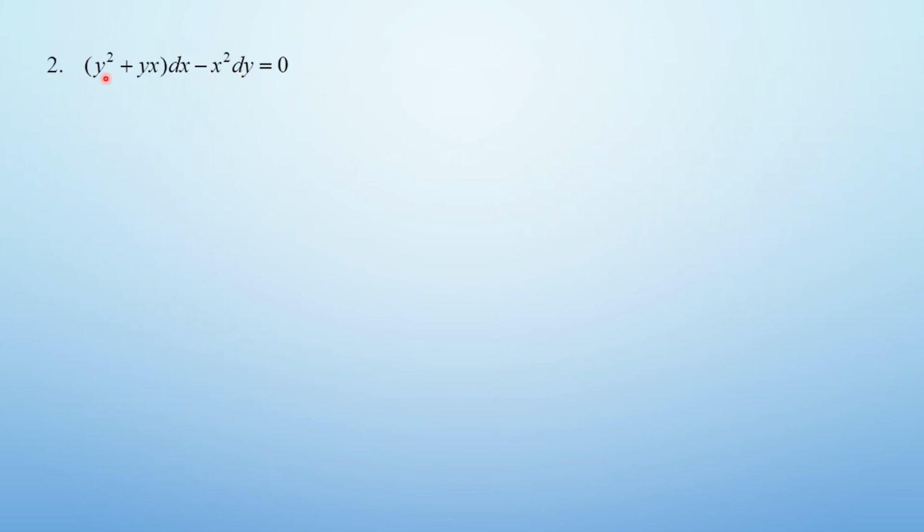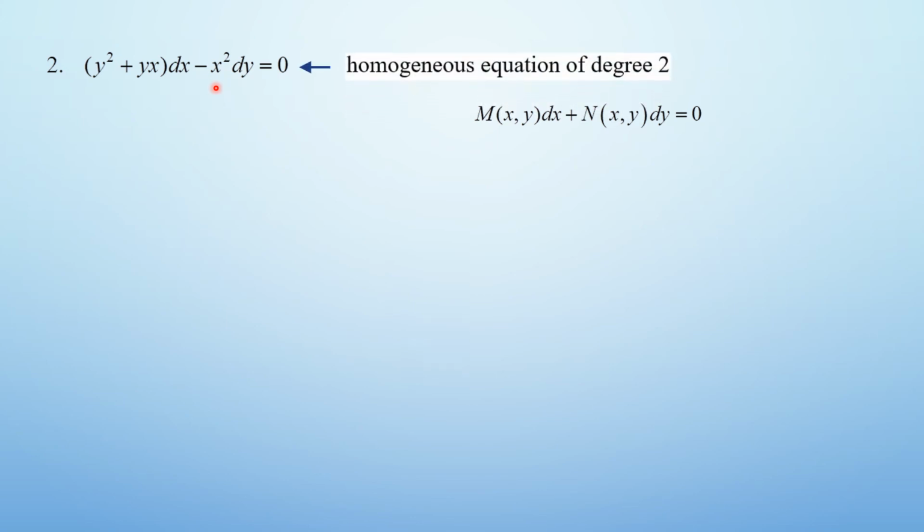Second equation, y squared plus yx dx minus x squared dy equals to 0. Now this equation is given in the differential form M of x y dx plus N of x y dy equals to 0. The function M is a homogeneous function of degree 2 and the function N is also a homogeneous function of degree 2. So both M and N are homogeneous functions of the same degree, which is 2, and therefore we consider this equation as a homogeneous equation of degree 2.